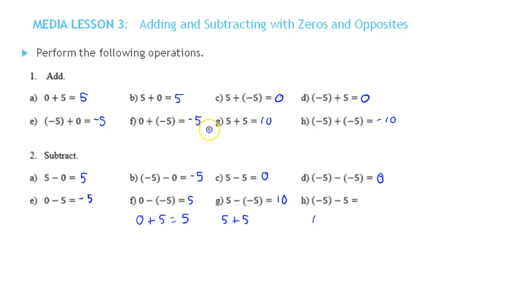Let's rewrite this as addition. Keep the first number, change subtraction to addition. 5 is positive, change it to a negative. And negative 5 plus negative 5 is negative 10.